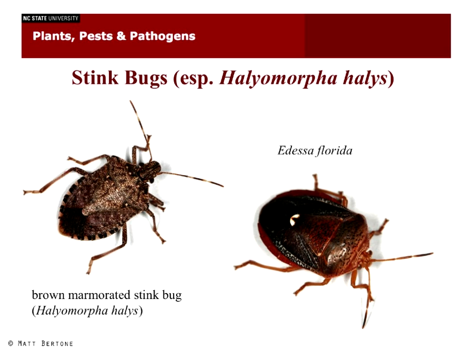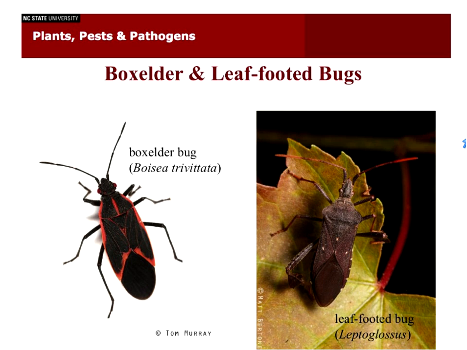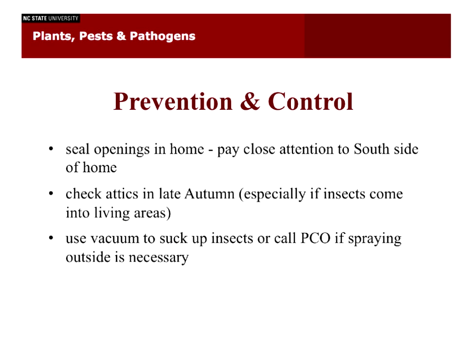And lastly, other bugs like box elder bugs and leaf-footed bugs. So what can you do? Seal openings in your home and pay close attention to the south side of the home. This is the part of the home that's going to get more of the warmth in the colder months. So the outside of the home may be sprayed with pesticides beforehand, but it's not a great idea to do it yourself. Check the attics in the late autumn, especially if insects come into living areas.